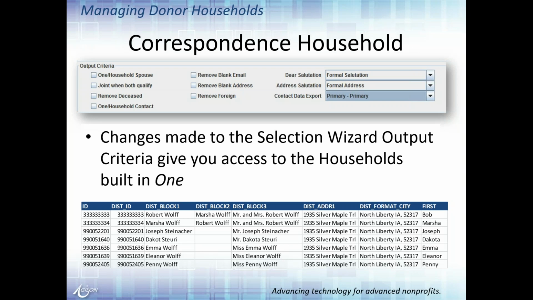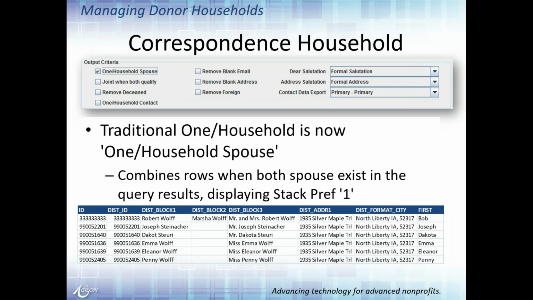So one of the functions that has existed before, although the name has changed, is the one per household spouse. And Marcia and Bob are married. So if I were to click on that one per household spouse and rerun this query, I would end up with the Robert Wolf line and the Marcia Wolf line combined into a single line. So now we can see that those have been grouped. Marcia's no longer on that list because I want to mail to one per household using that spouse relationship as the key.